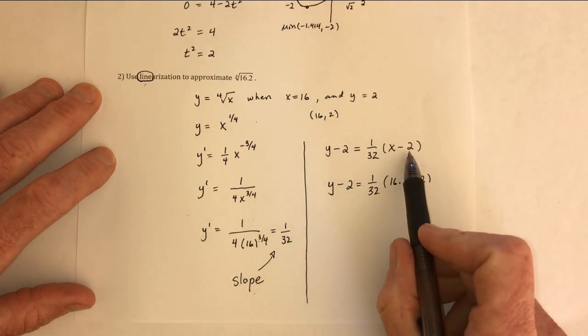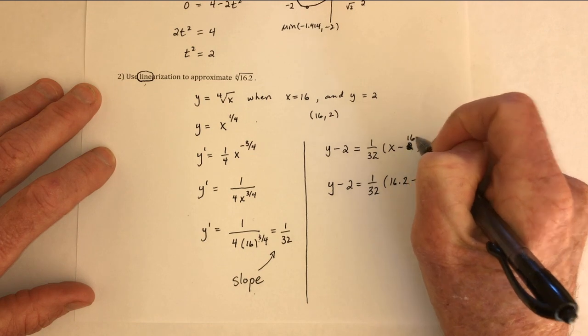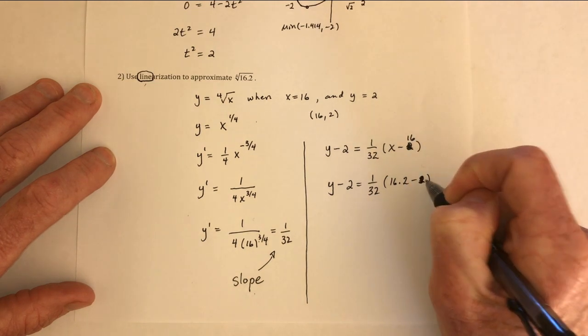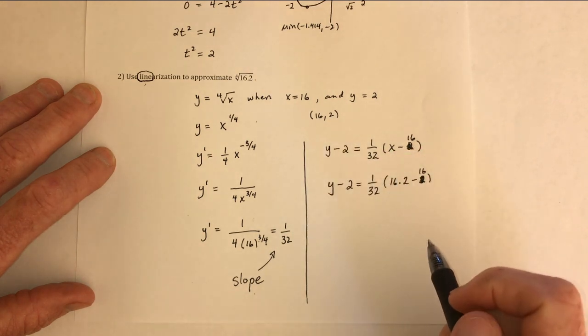Oh, I put the wrong value right there. Well, I'm not reshooting this video because of that. I'm just going to fix it. Use my little eraser. That's supposed to be x minus the x value of 16.